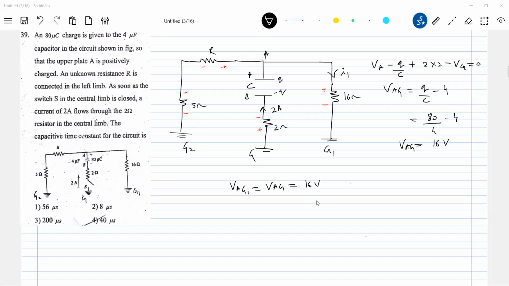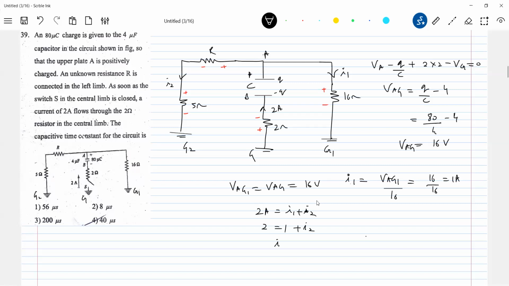Okay, this VAG1 should be equal to 16 ohms. So with this, I'll get the I1. So the value of I1 will be VAG1 by 16. 16 by 16, this is 1 ampere. So we know this is 2 ampere. I1 is 1 ampere. The remaining I2 will flow here. So therefore, the 2 ampere should be equal to I1 plus I2. So 2 equals 1 plus I2.